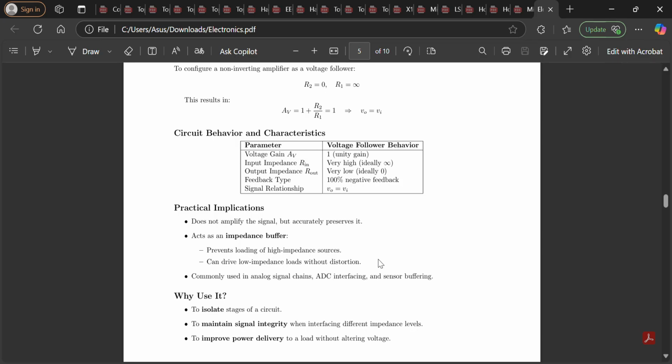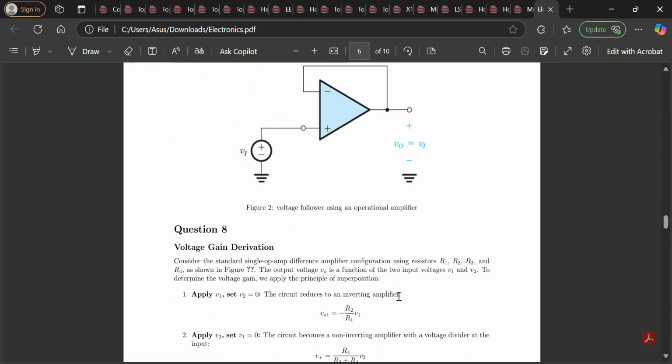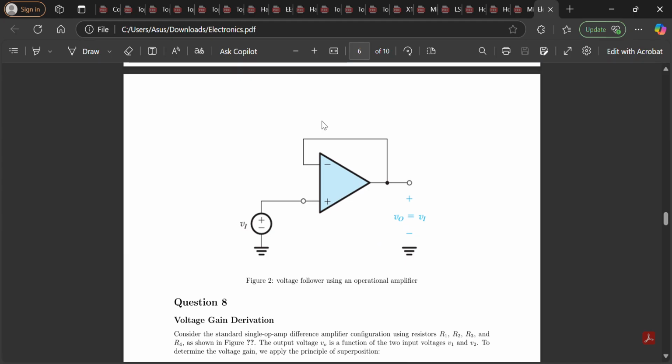Practical implications: high input impedance doesn't load the source. Low output impedance can drive loads, used as a buffer. This is crucial when connecting a weak signal source to a heavy load, for example a sensor to an ADC. It is used to isolate stages of a circuit, to maintain signal integrity when interfacing different impedance levels, and to improve power delivery to a load without altering voltage. You can see one over here.